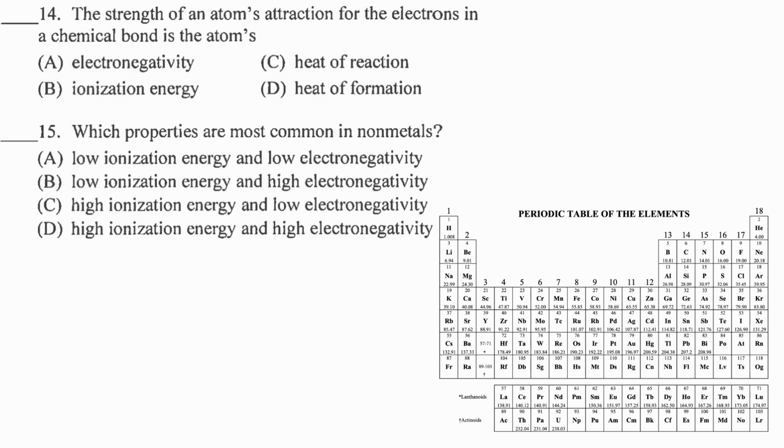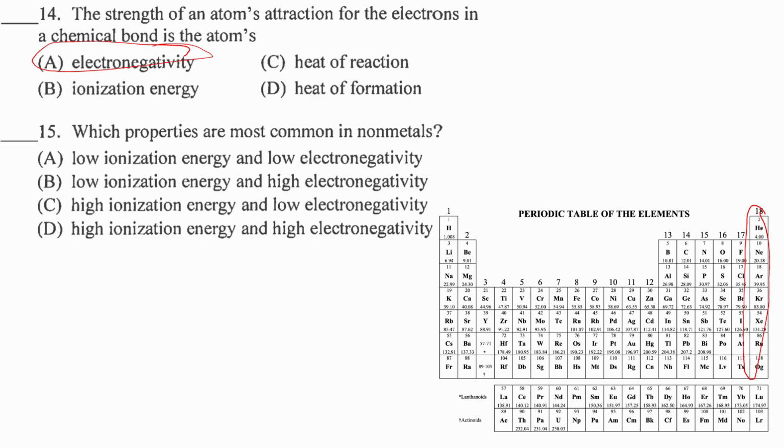Number 14 says the strength of an atom's attraction for electrons in a chemical bond is the atom's blank. This answer is electronegativity. Remember that electronegativity is an atom's ability to attract electrons, which is why our noble gases do not have any electronegativity because they are already stable and have a full outer shell.